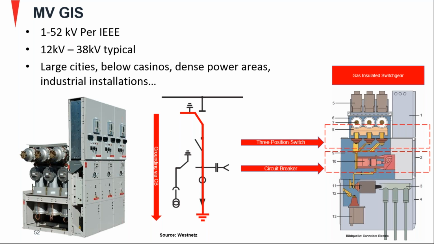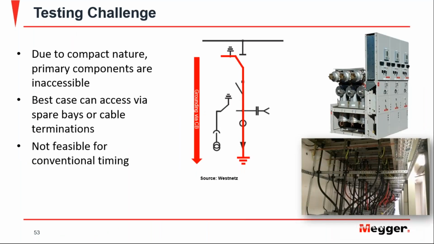They are installed in large cities, below casinos, dense power areas, industrial installations, basically where you don't have real estate and you need small equipment to be able to have a good insulation system. So they put GIS in those. But then you get the challenge that you have no access to the breaker. They are compact in nature, and the primary components are not accessible.